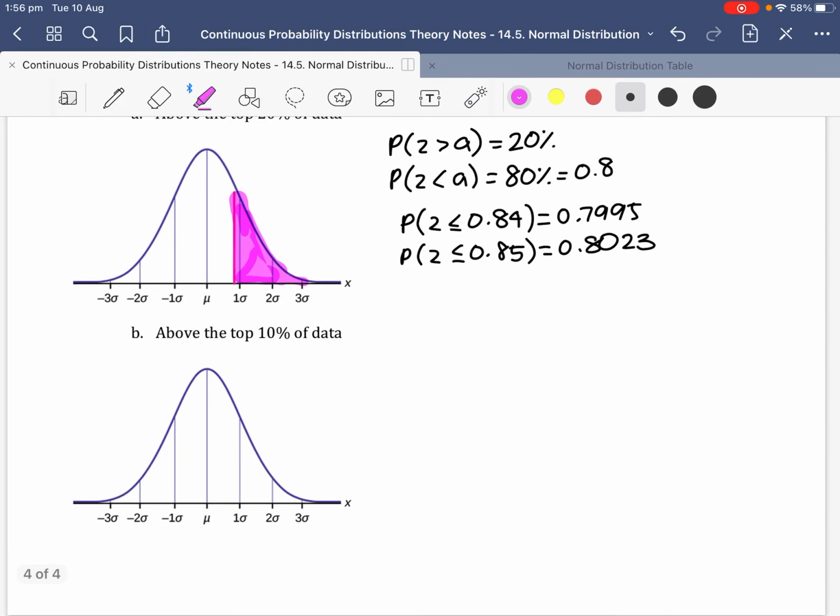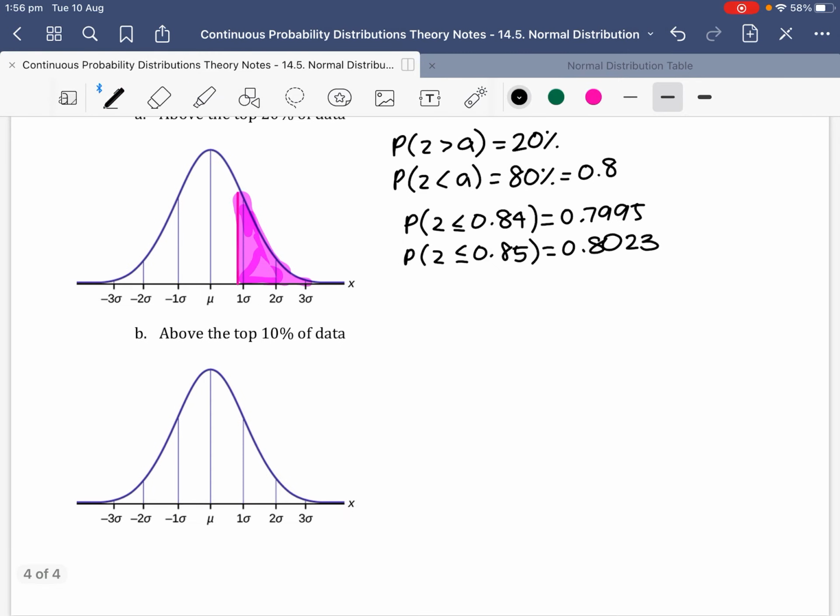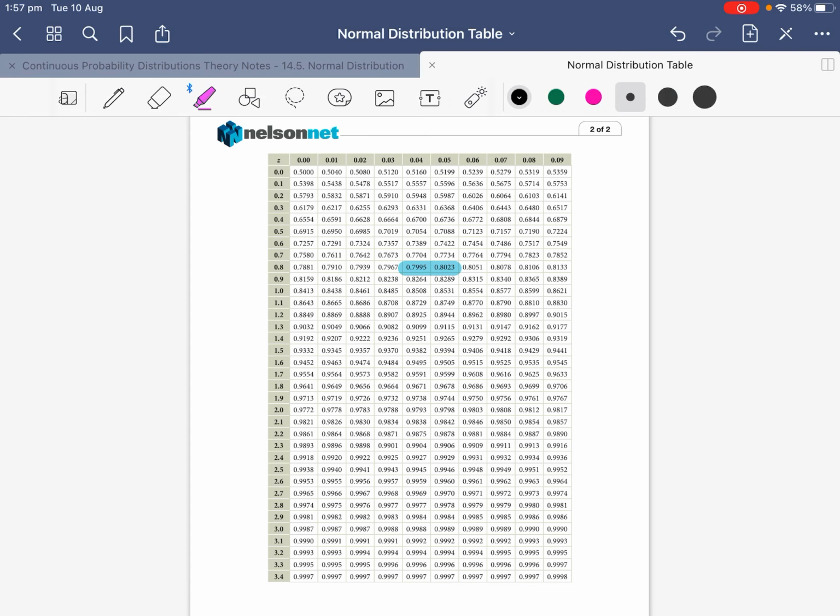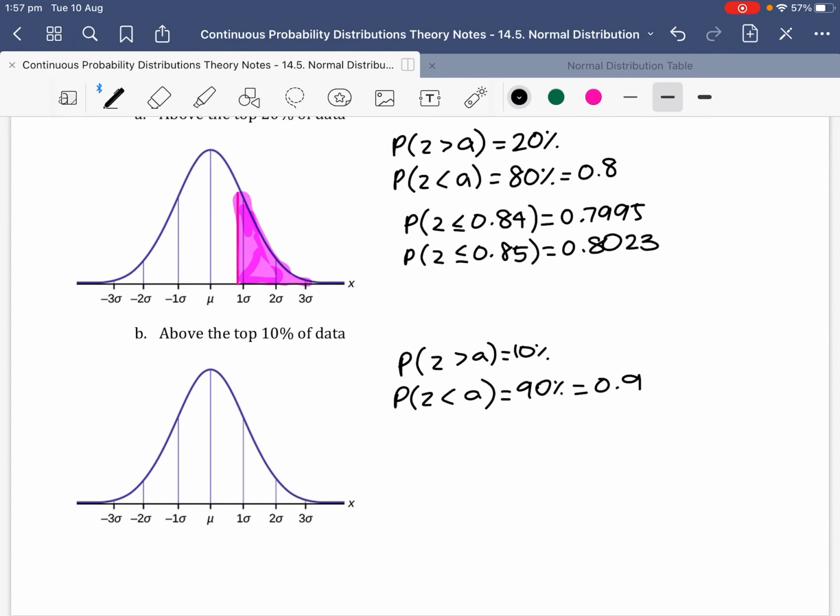Okay, and above the top 10% of data, and I believe this is the last thing that we're doing, so that's the probability of Z is greater than A equals 10%. So that's the probability that Z is less than A is equal to 90%, which equals 0.9. So on our table, we want to find 0.9. So 0.9 occurs here and here. So 0.8997 is closer than 0.9015. So we're going to write that one down.